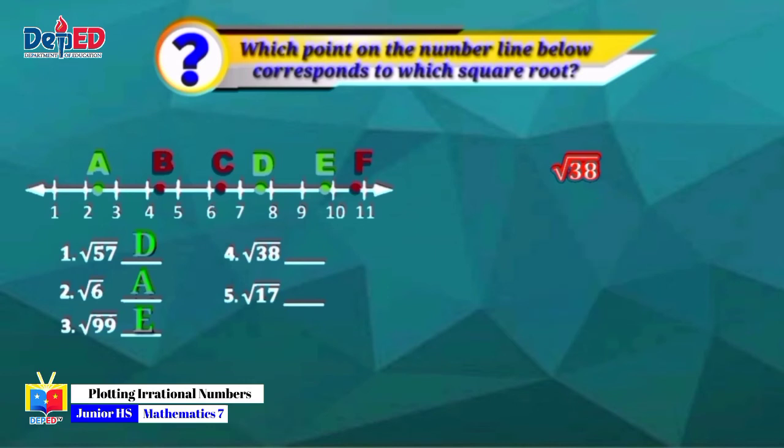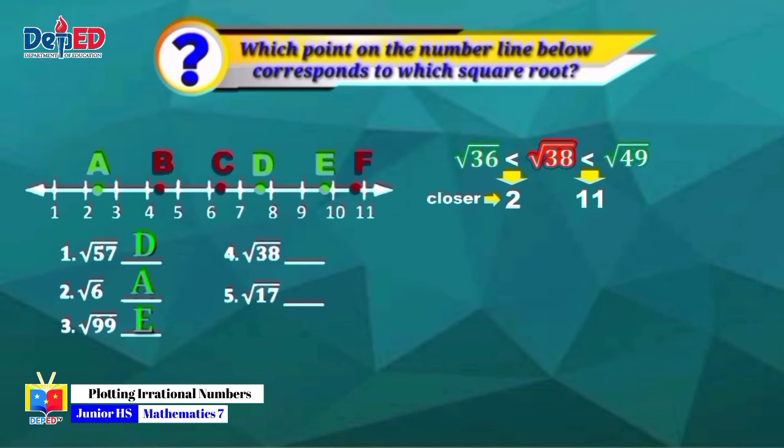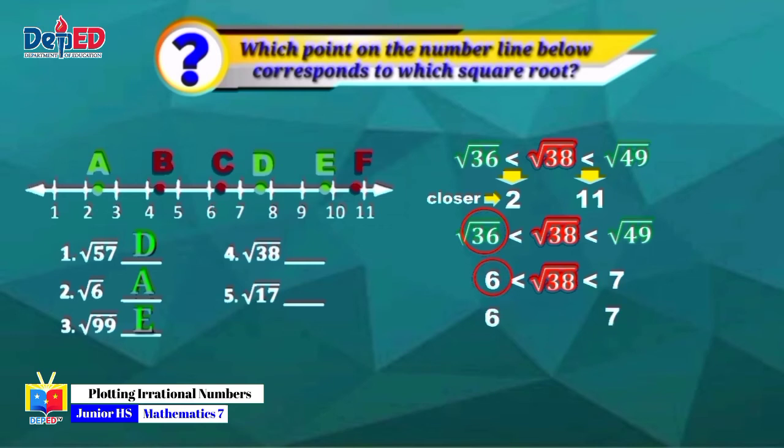Time is up. The square root of 38 lies between the square root of 36 and square root of 49. 38 minus 36 is equal to 2, and 49 minus 38 is equal to 11. Therefore, the square root of 38 is closer to square root of 36. Square root of 36 is equal to 6, and square root of 49 is equal to 7. Since the square root of 38 is closer to 6, the point must be closer to 6. Locate 6 and 7 on the number line. So, the answer is letter C.